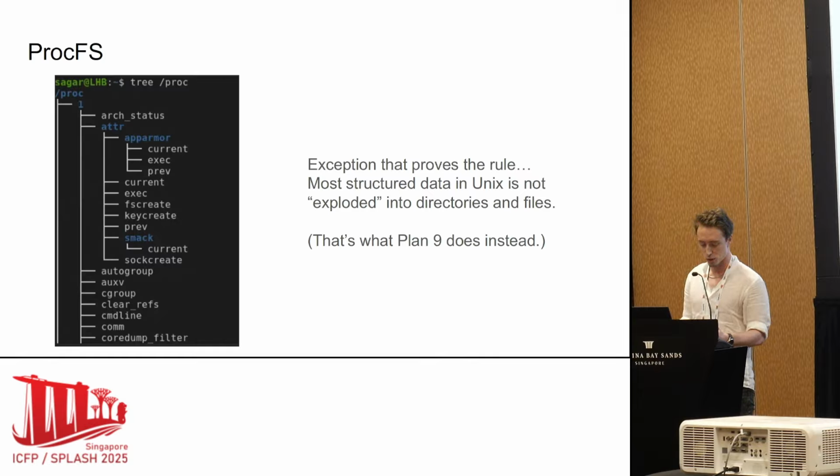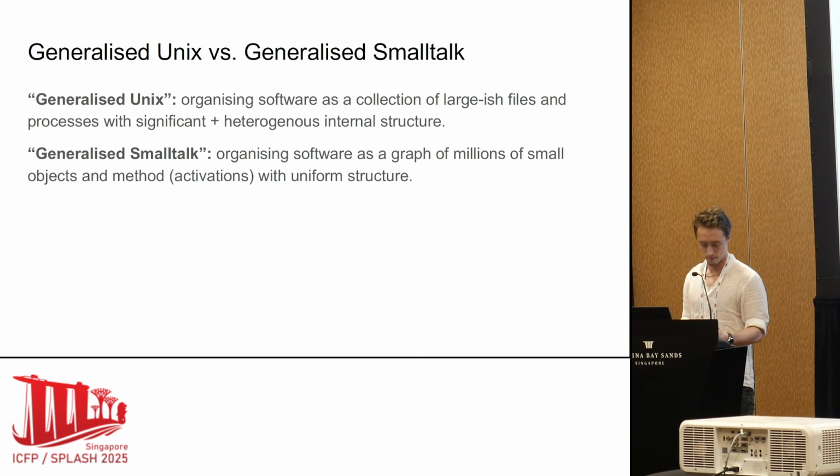So while state in Smalltalk is made of millions of uniform objects, state in Unix is made of a few large files organized into a shallower directory tree. Hence the definition of generalized Unix as organizing software as a collection of large-ish files and processes with significant heterogeneous internal structure. The corresponding definition of generalized Smalltalk might be organizing software as a graph of millions of small objects and method, or method activations, with uniform structure.